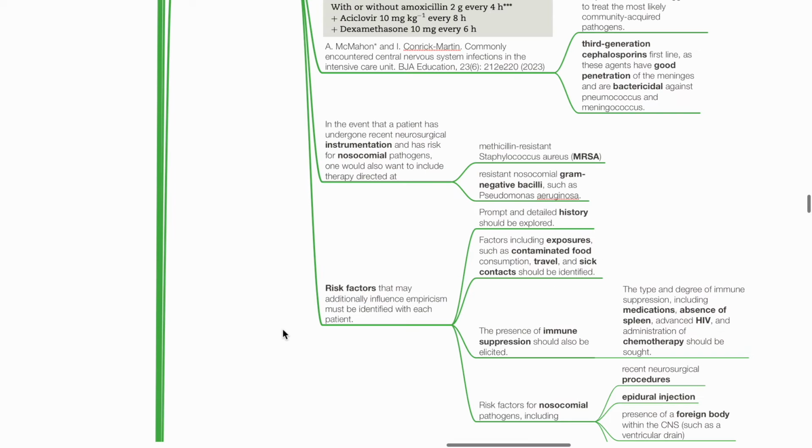In the event that a patient has undergone recent neurosurgical instrumentation and has risk factors for nosocomial infection, one should also include therapy directed at MRSA and gram-negative bacilli such as Pseudomonas.